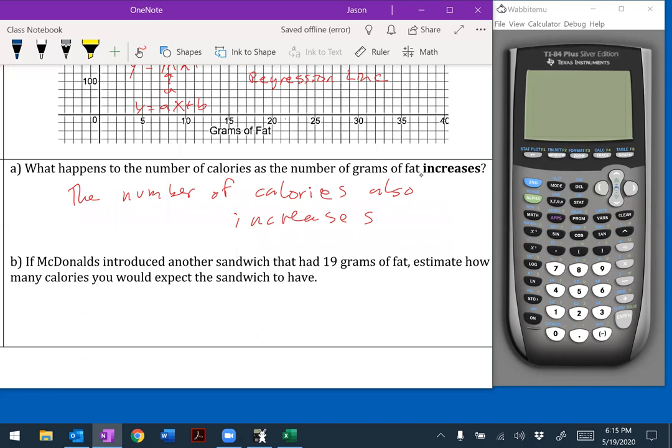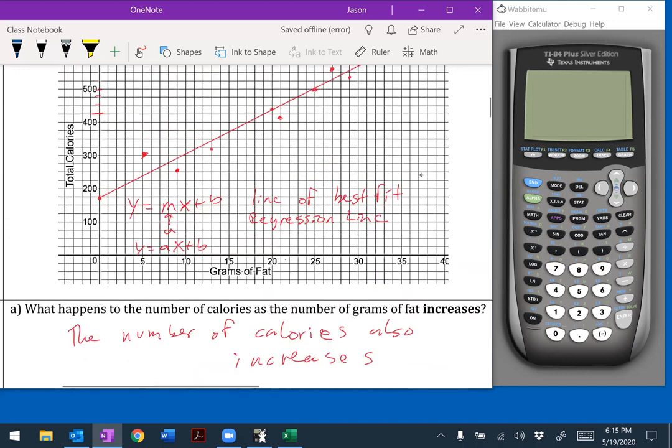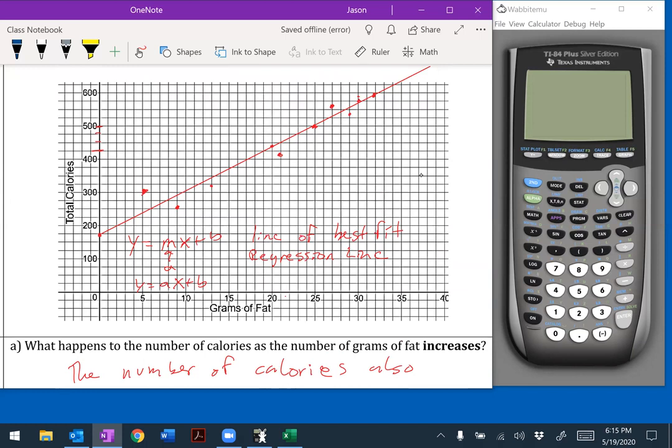If McDonald's introduced another sandwich that had 19 grams of fat, estimate how many calories you would expect the sandwich to have. So 19 grams of fat, if we go back to our graph here, let's estimate 19. Where's 19? 19 grams of fat is maybe around 425. 19 grams of fat, 425. Sure, sounds good.